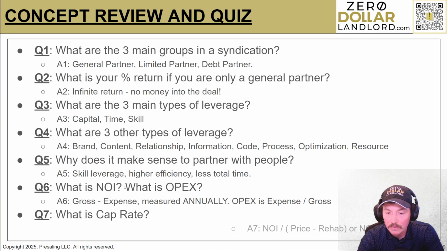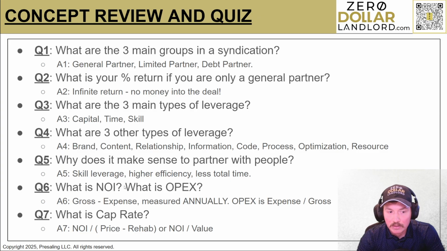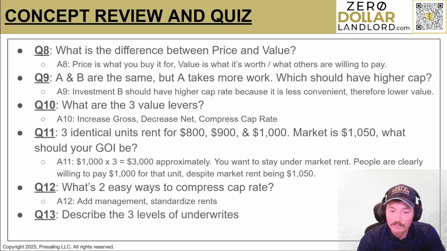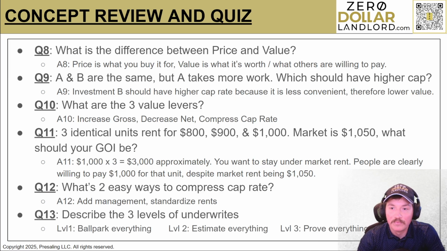So, okay, cap rate is your NOI divided by your price minus rehab, also known as your NOI divided by value. I have more questions on here, so I'm just going to show you the answers real fast. Price is not equal to value. If A and B are the same in all aspects but one is harder to work, then the cap rate has to be higher for the more problematic one.